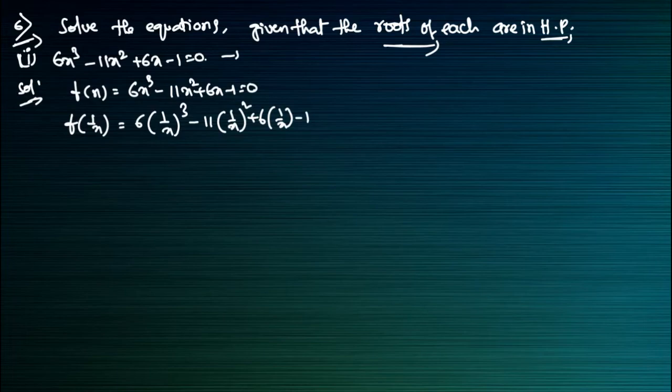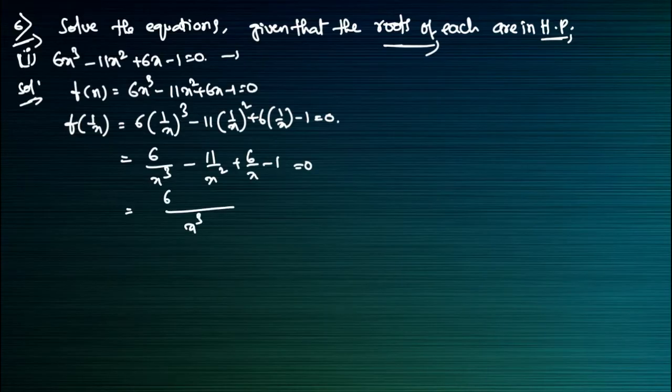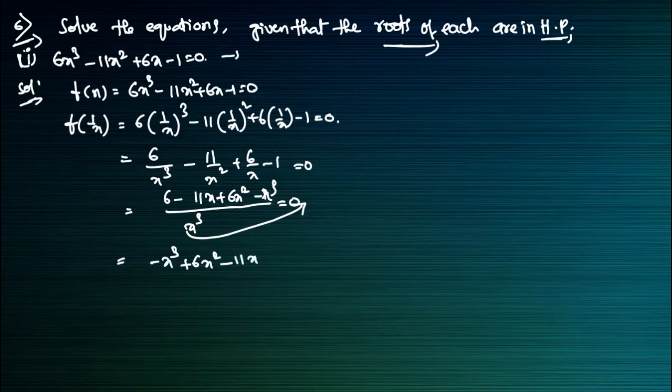So here it will become 6 by x cube minus 11 by x square plus 6 by x minus 1, equal to 0. Taking the LCM x cube, it will become 6 minus 11x plus 6x square minus 1 x cube, equal to 0. So this x cube goes there, and it will become minus x cube plus 6x square minus 11x plus 6 is equal to 0.